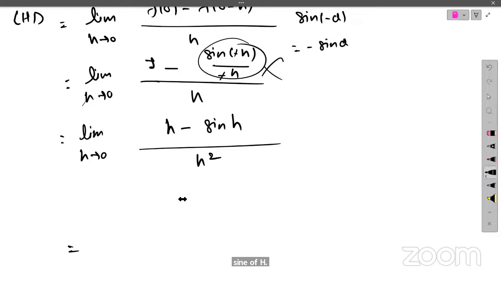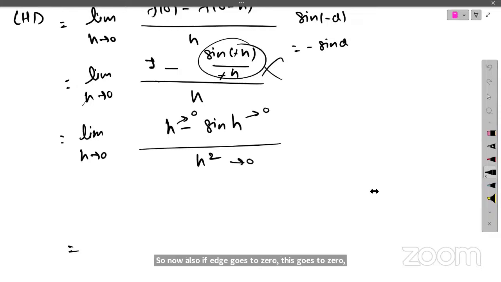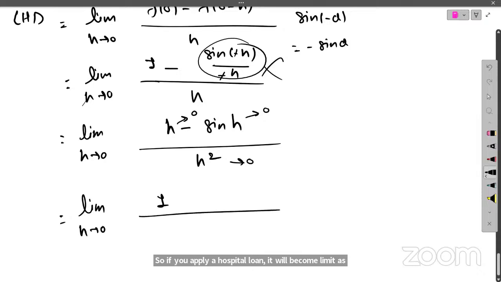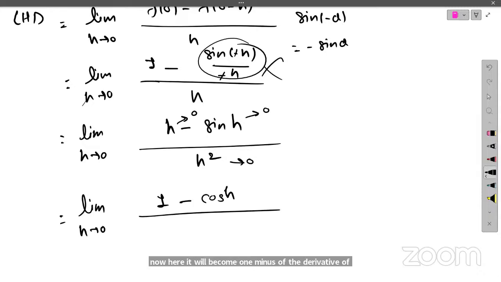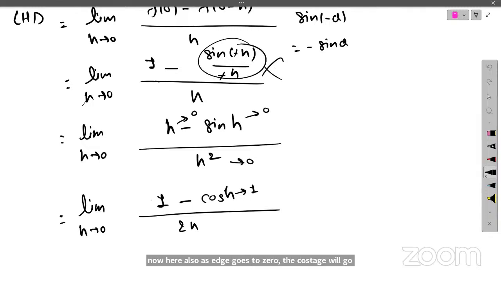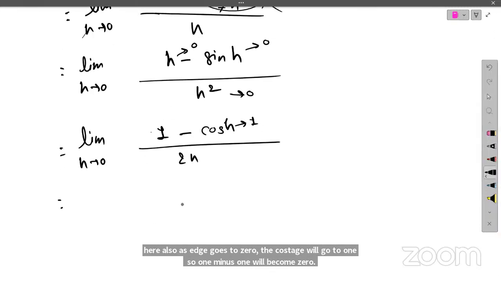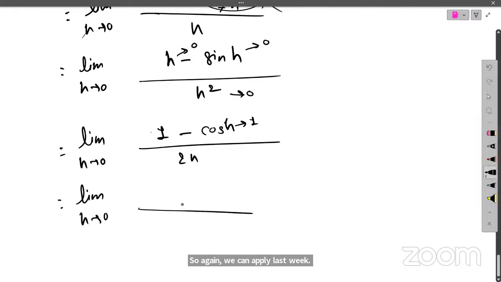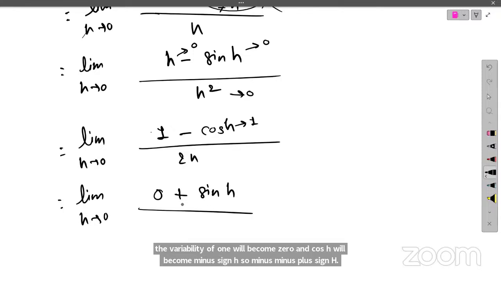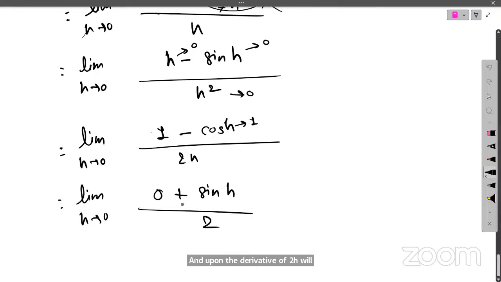So now also, if h goes to 0, this goes to 0, this goes to 0, and this also goes to 0. So again, we have 0 by 0 form. So we can apply L'Hospital rule. If you apply L'Hospital rule, it will become limit h goes to 0 of 1 minus cos h upon 2h, since the derivative of sin h is cos h. Now here also, as h goes to 0, cos h goes to 1, so 1 minus 1 becomes 0. So again, we can apply L'Hospital rule. Limit h goes to 0: the derivative of 1 is 0 and the derivative of cos h is minus sin h, so minus minus becomes plus sin h, upon the derivative of 2h, which is 2 only, right? So as h goes to 0, it will become 0 because sin h goes to 0.